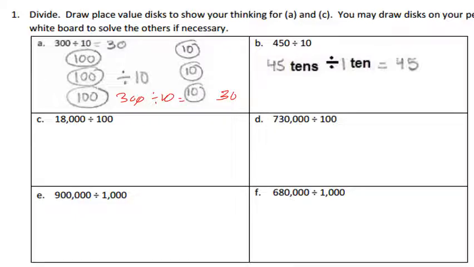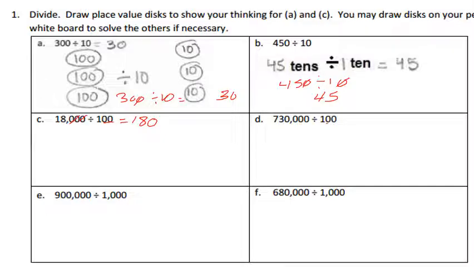On B, we had 450 divided by 10. So we know we're going to be moving the decimal place one place to the left to get smaller, and we have 45. On C, as you can see the pattern now, the number of place values that's moving is equal to the number of zeros in our divisor. So we'd end up losing 2 zeros and we'd have 180.